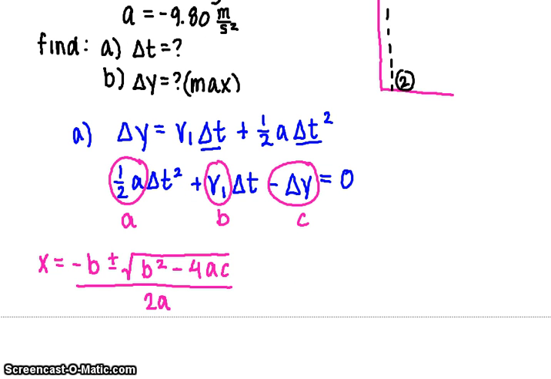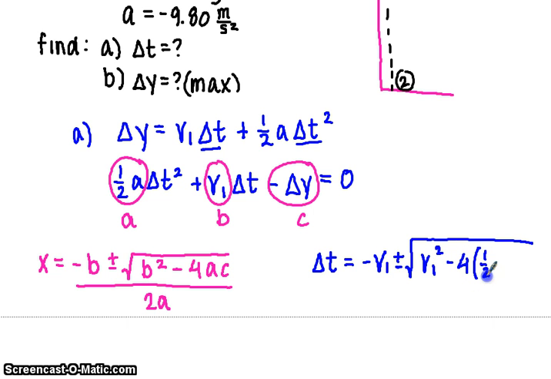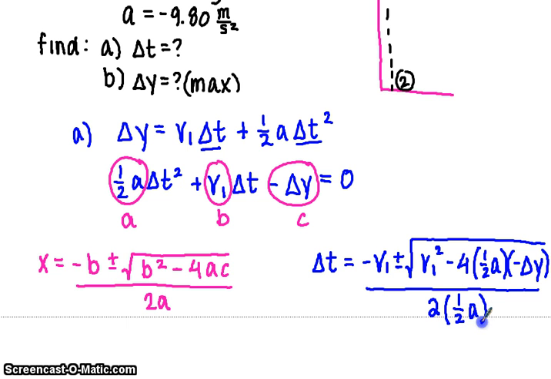You should be familiar with the equation to solve for x using the quadratic: negative b plus or minus the square root of b squared minus 4ac, all over 2a. If we use that, we're actually solving for delta t in this case, so we'll have negative v1, which is our b term, plus or minus the square root of v1 squared minus 4 times 1/2 the acceleration, which was our a term, times a negative delta y, which was our c term. That goes over 2 times our a term, which was 1/2 the acceleration.